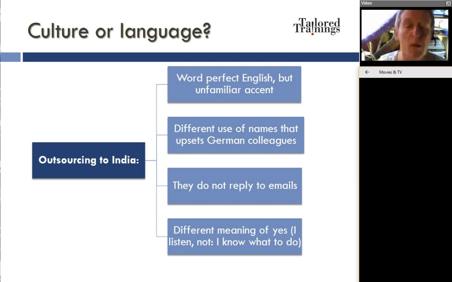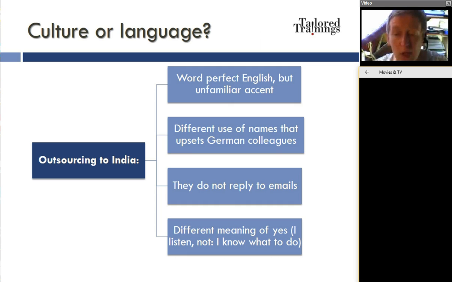So let's look at one example here, which is outsourcing to India, which is also something we have in many companies. So people have word perfect English in India very often, but they have an unfamiliar accent that my German students don't understand.